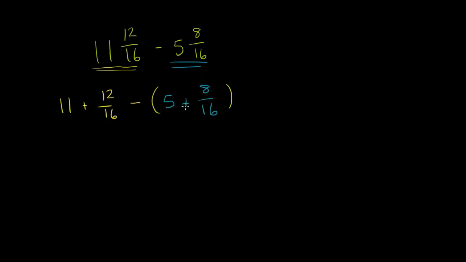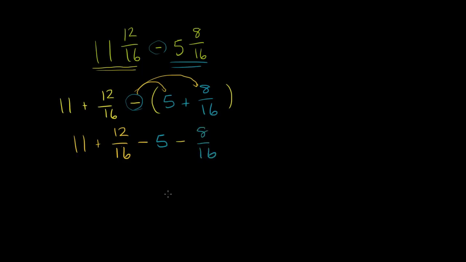5 and 8/16, same thing as 5 plus 8/16. But I have to remember, I'm subtracting it. I'm subtracting this whole thing. So I can rewrite it as, I'll rewrite this part, 11 plus 12 over 16. And I'm subtracting 5 plus 8/16, so I can distribute the negative sign. So it's going to be minus 5, negative 1 times 5, and then negative 1 times positive 8/16. So it's going to be minus 8 over 16.